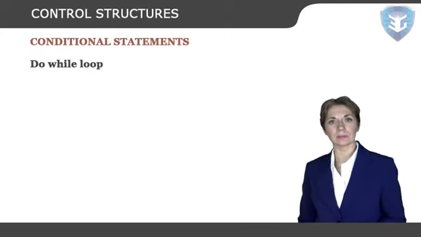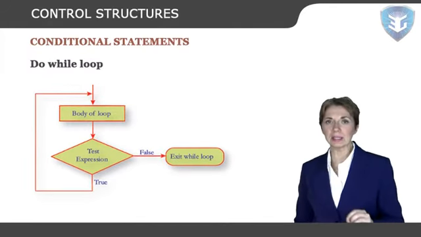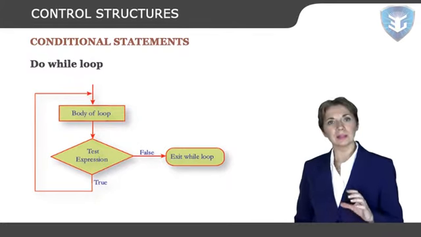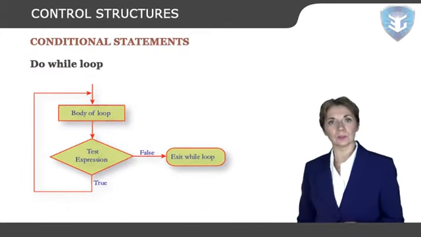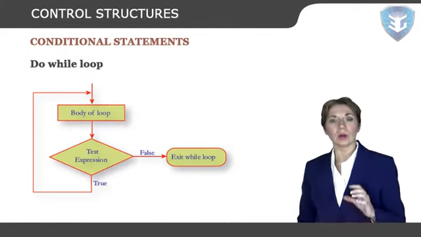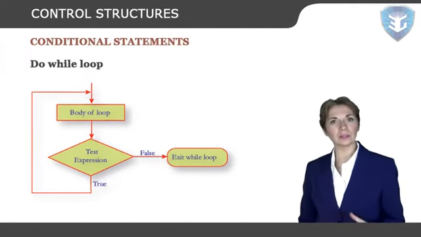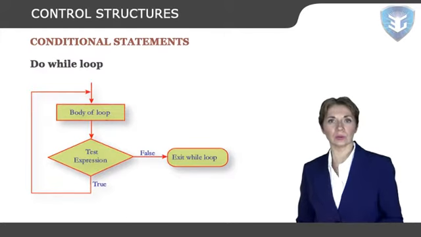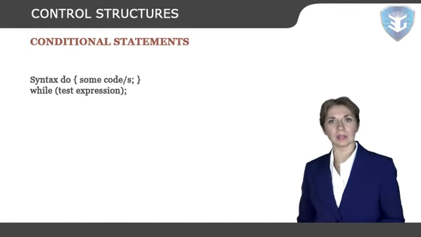Do while loop. In C, the do while loop is very similar to the while loop. The only difference between these two loops is that in while loops, the test expression is checked at first. In do while loops, the code is executed at first, then the condition is checked. So the codes are executed at least once in do while loops. Syntax is shown on the screen.